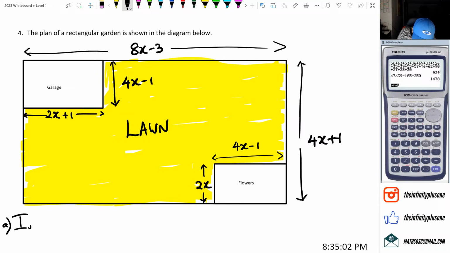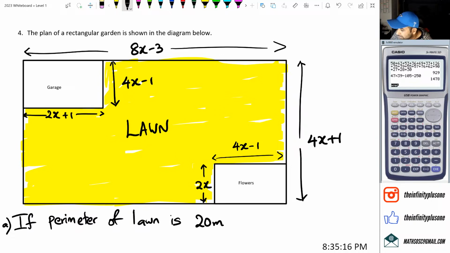This is part A of the question. If the perimeter of the lawn is 20 meters, find x.